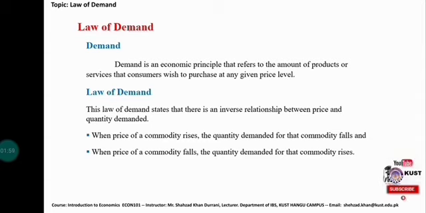What is the law of demand? The law of demand states that there is an inverse relationship between price and quantity demanded. Inverse relation means there is an opposite or negative relationship between price and quantity demanded. What does it mean? If there is an increase in price, if the price goes up, then the quantity demanded will go down. If the price goes down, the quantity demanded will go up. So there is an inverse relationship between price and quantity demanded.